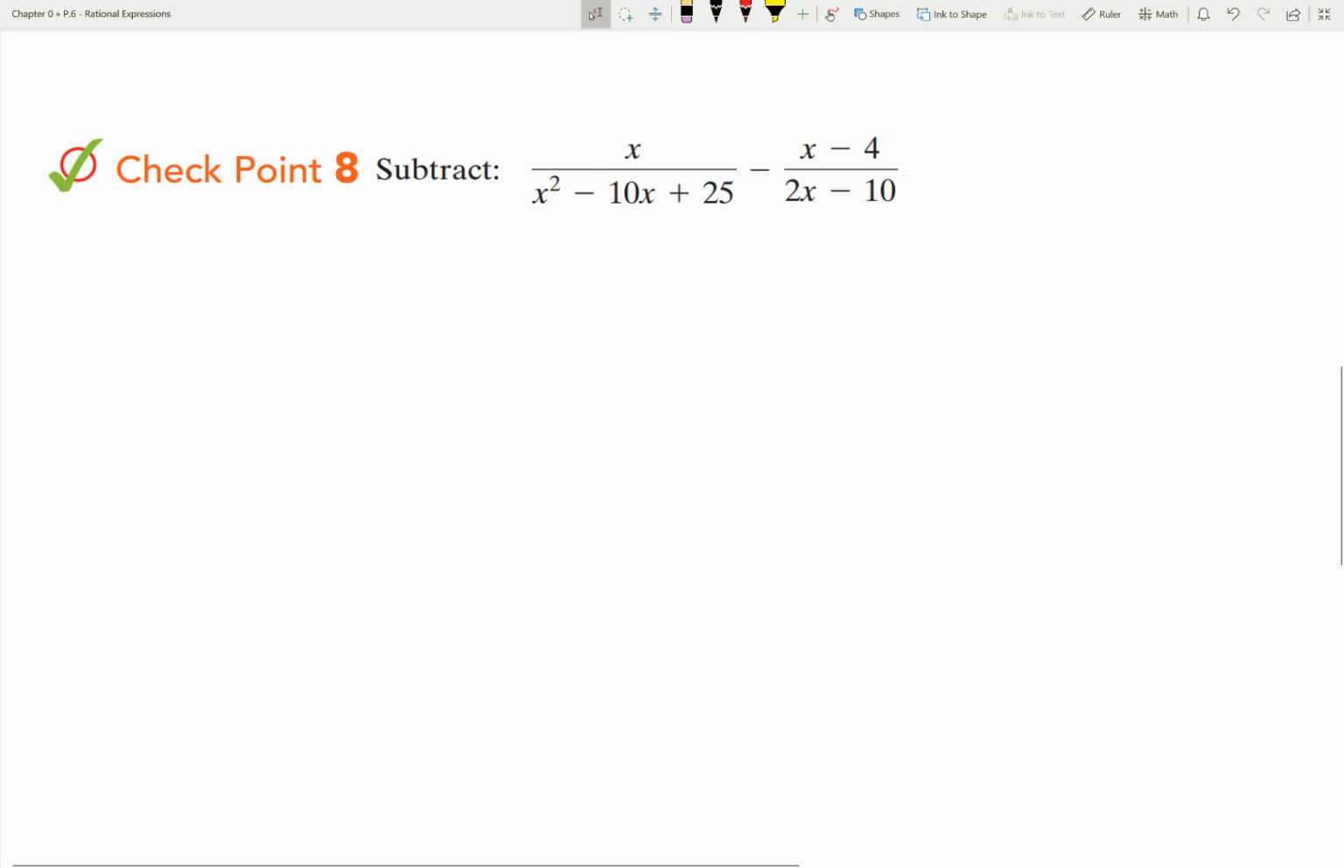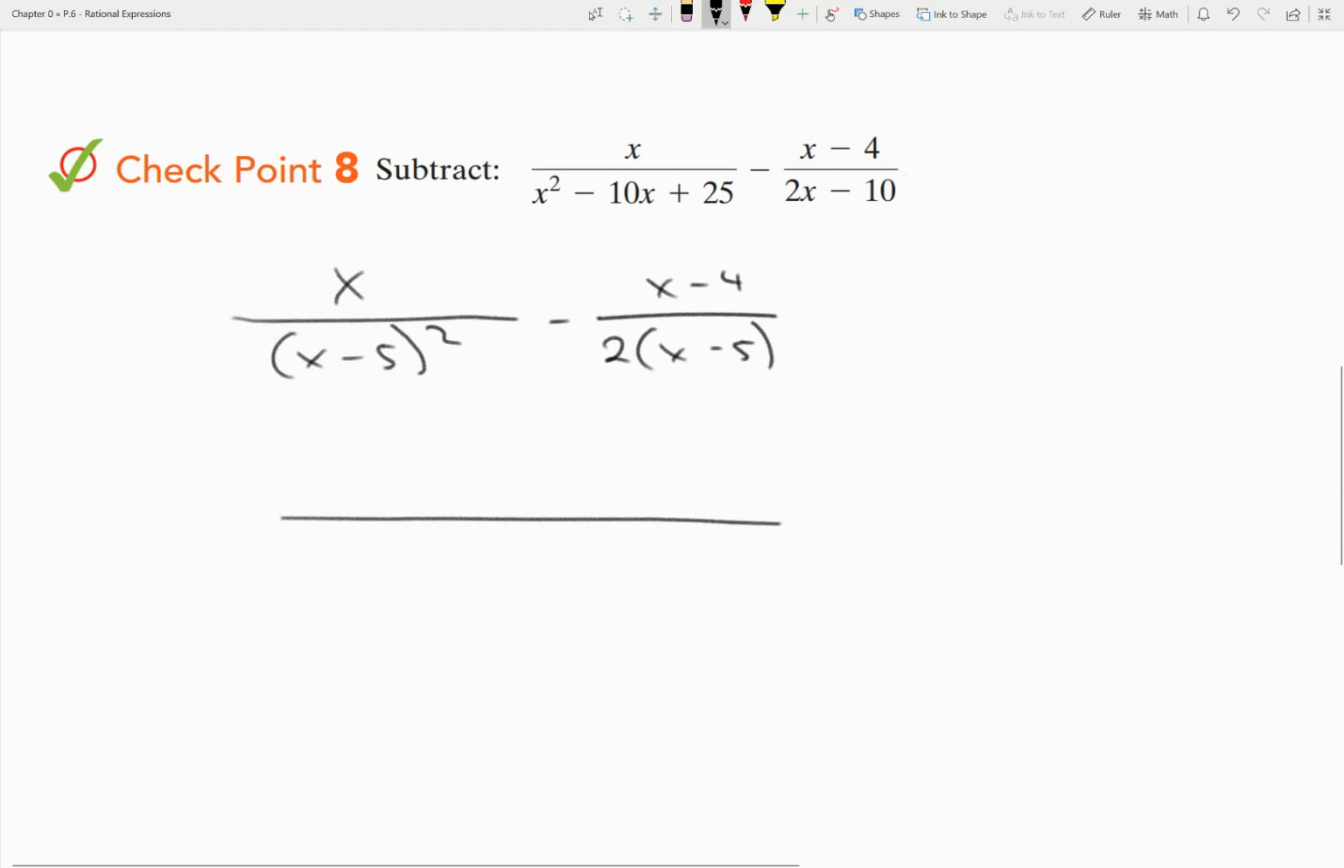Okay, so again, factor first. I'm going to go a little faster this time. I'm going to skip over one step. So this is going to be x minus 5 squared minus x minus 4 over, factor out the 2, x minus 5. Okay, so my common denominator is going to be 2 times x minus 5 squared. I got 2 there, I got 2, and a 2. Oh, I made this line weird. Let's put this in the middle.